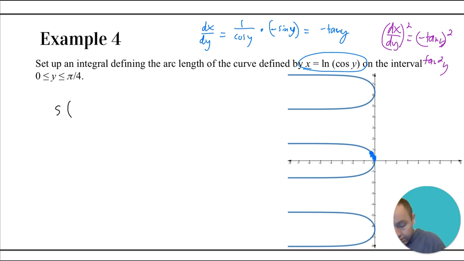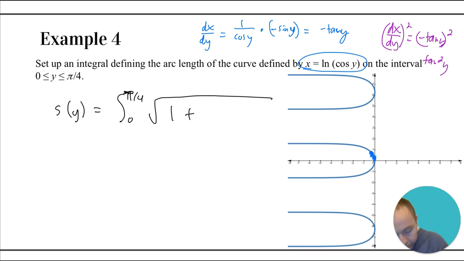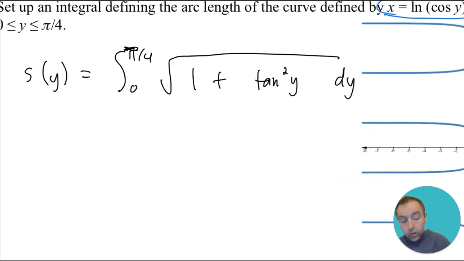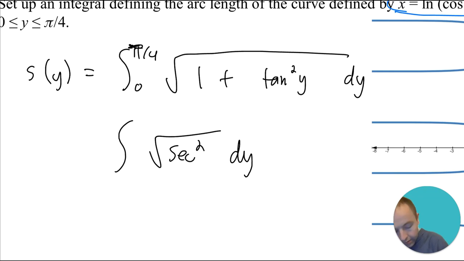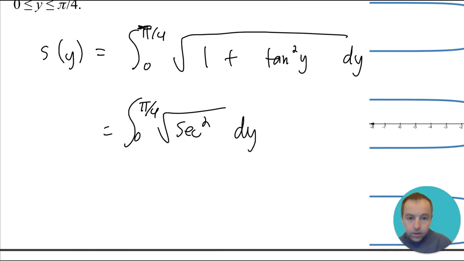So arc length as a function of y will be an integral from these limits of 0 to pi over 4 of the square root of 1 plus tangent squared y, which was our derivative squared, with respect to y. Okay. Now we could do some really cool things with this. One of the Pythagorean identities that we know is that 1 plus tangent squared is equal to secant squared. So it's just the square root of secant squared dy that we're integrating. And when you take the square root of something squared, it just becomes secant.